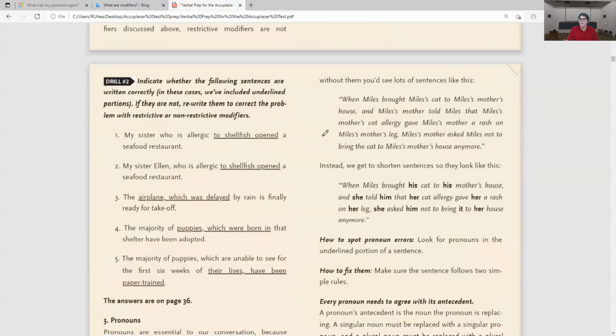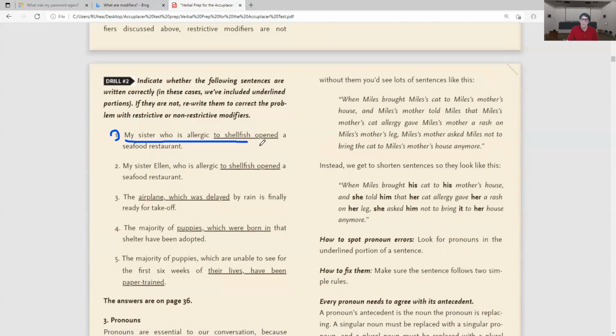Now we have some drills. It's getting a little bit harder. Number 1, my sister, who is allergic to shellfish, opened a seafood restaurant. Now, we're not necessarily absolutely certain about how many sisters she has here, but the way the sentence is written, it's written as if my sister who is allergic to shellfish opened a seafood restaurant.